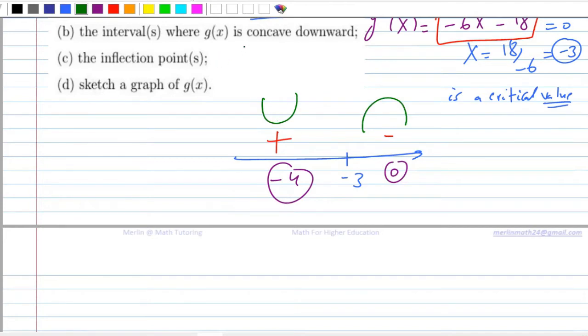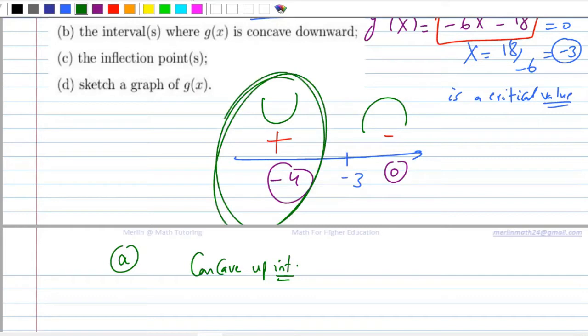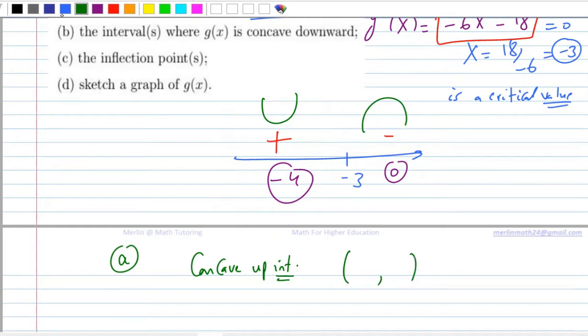I can answer now part A. Say concave up intervals, because we may have more than one. Right here I have one. Concave up is in this region, less than minus 3. Again, it should be an interval, so you put minus infinity till minus 3. Now part B, it says concave down. The concave downward interval would be after this, so it's minus 3 till infinity.